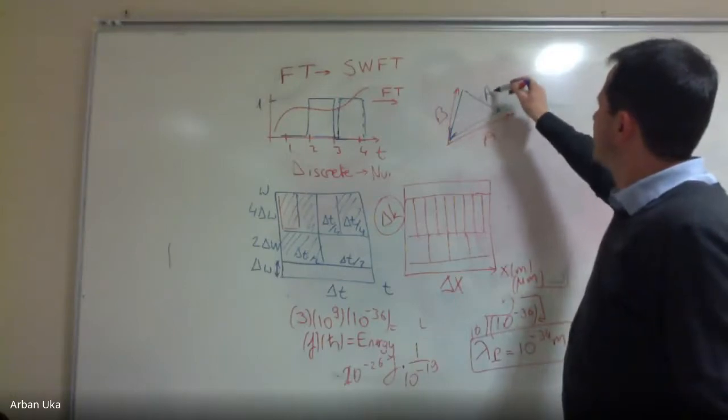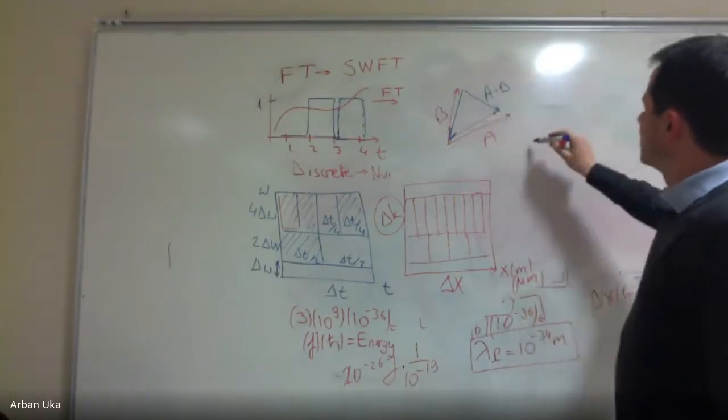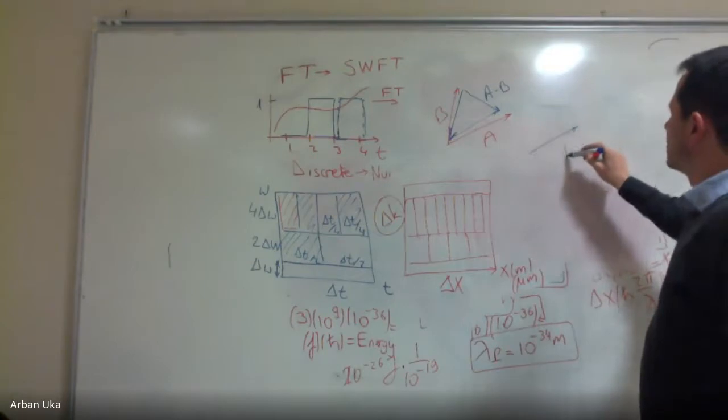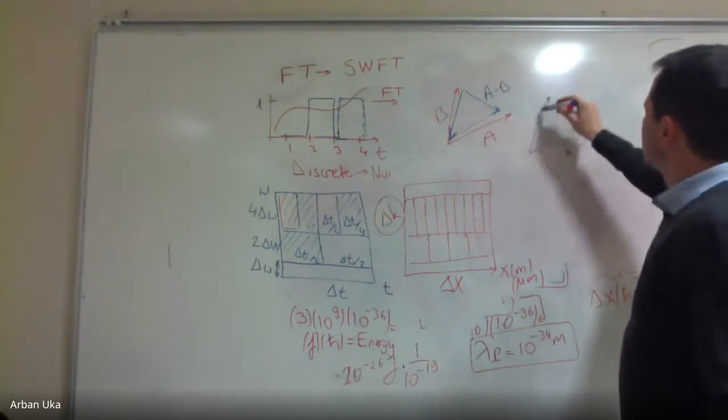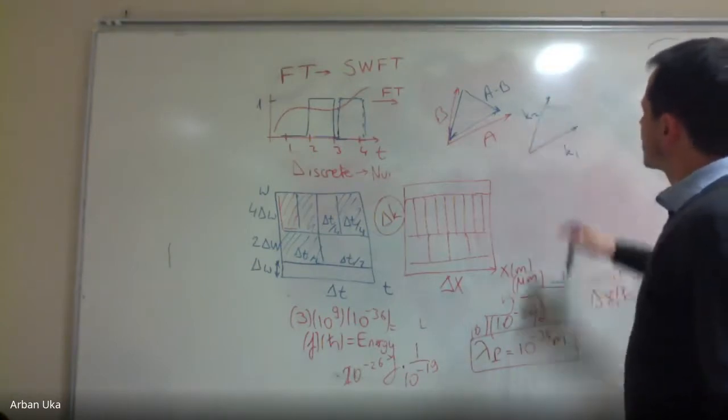This is A minus B, okay? So similarly, if you have a vector K, K1, and another vector K2, what is K1 minus K2?